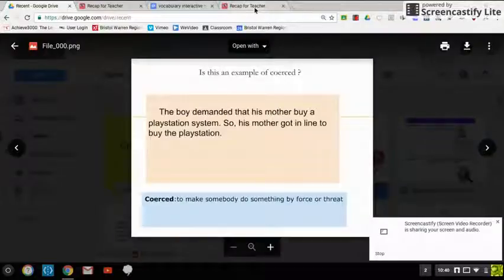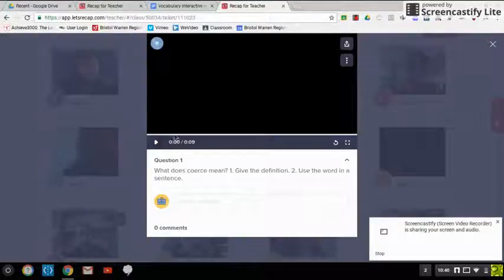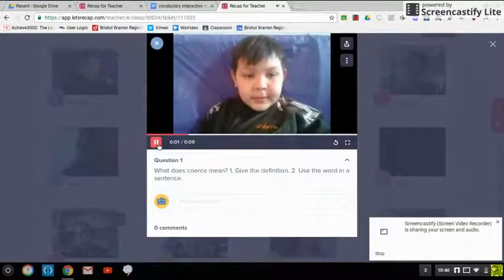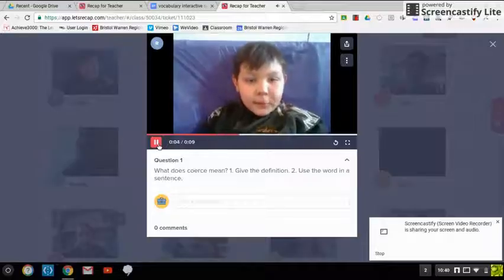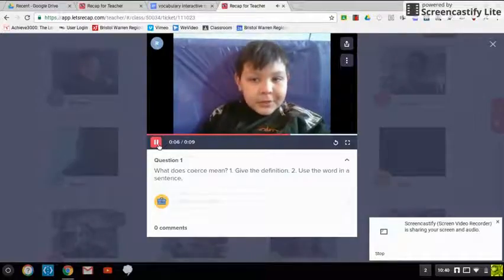Coerce means to force somebody to do something by threatening them. An example of coerce would be that the robber coerced the shop owner to give him the money.